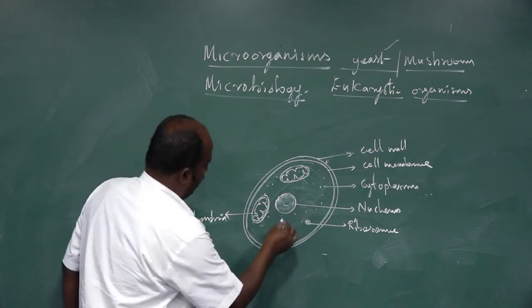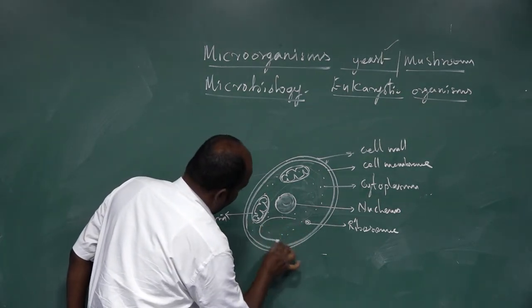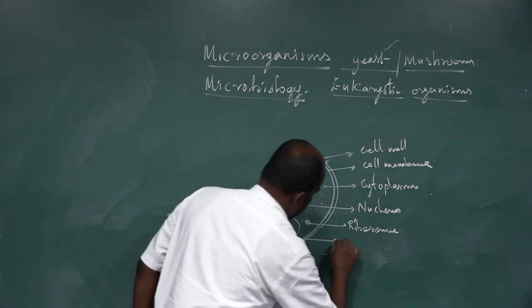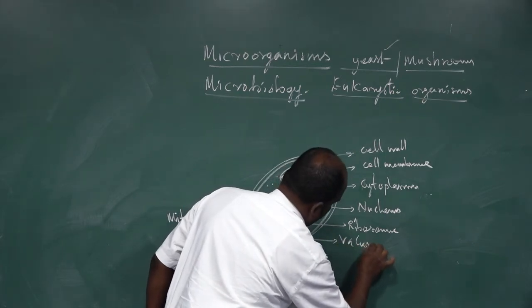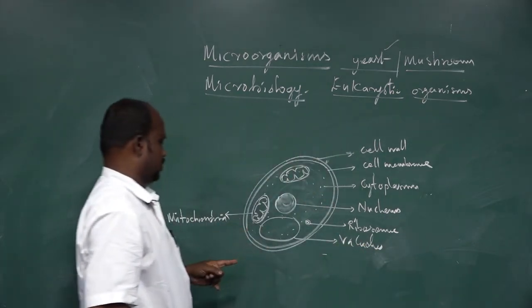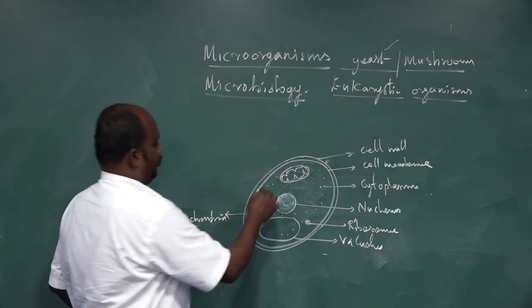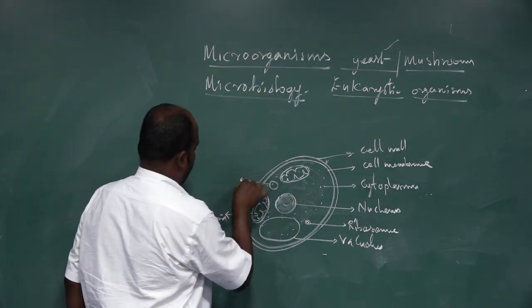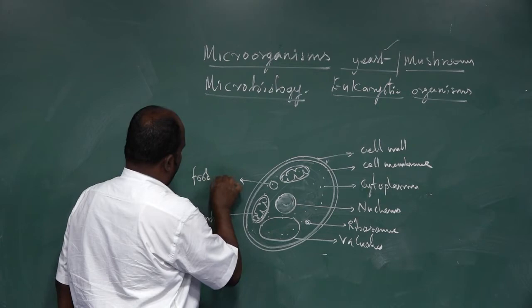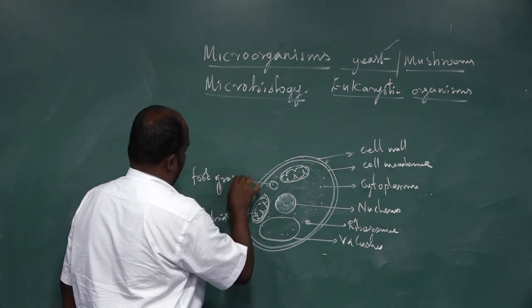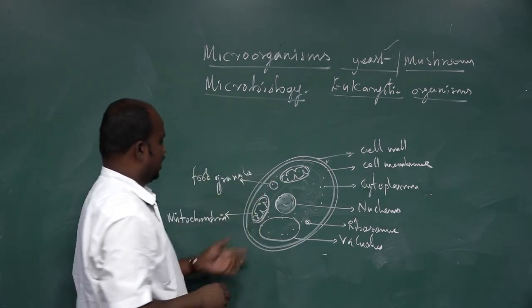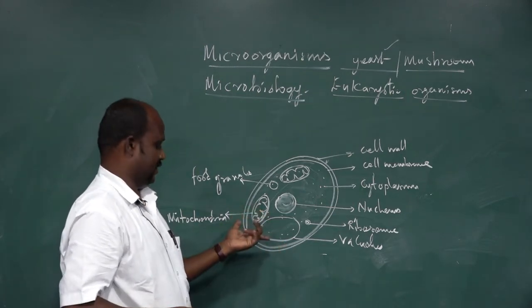Next one is a large or huge structure, the presence of vacuoles. Vacuoles and some other food granules are also present. That is the structure of yeast.